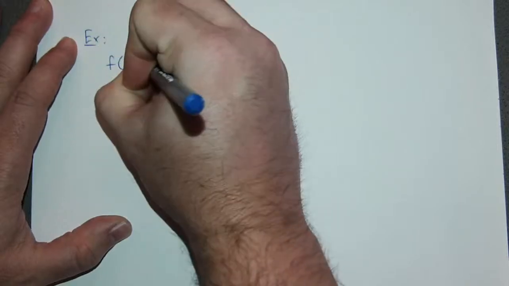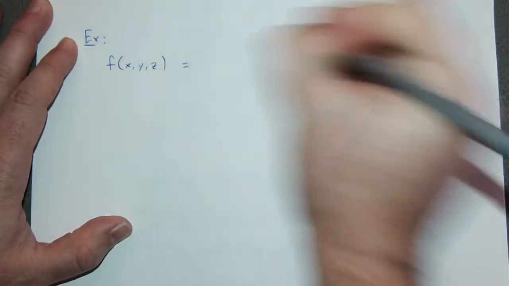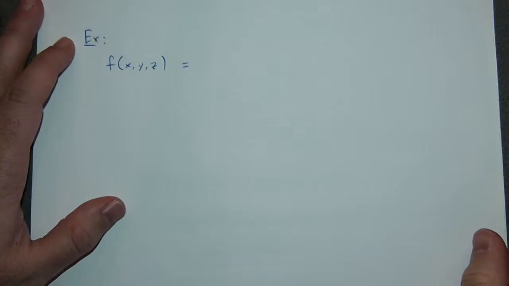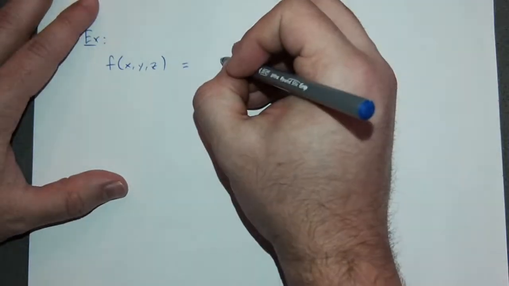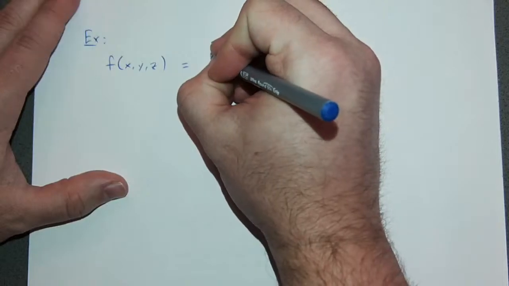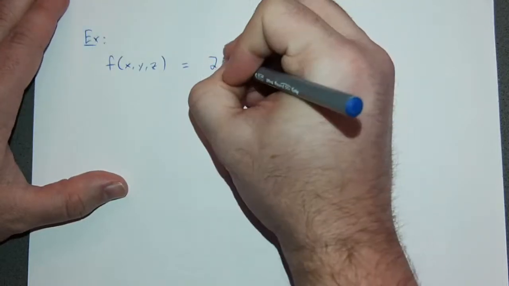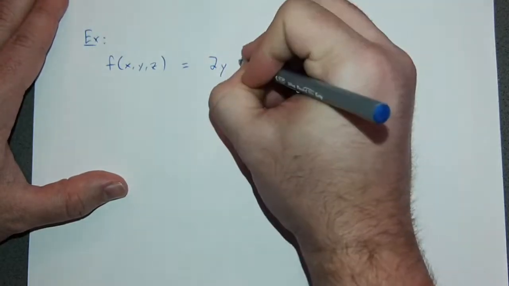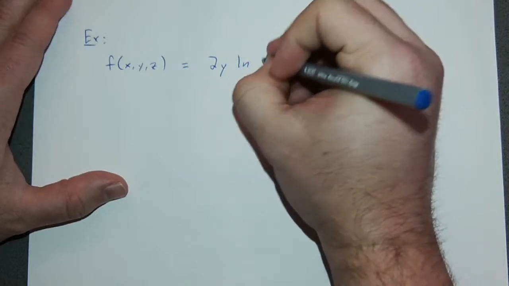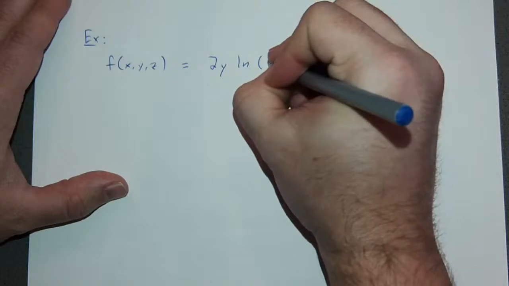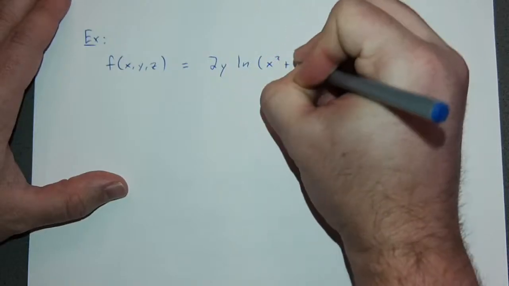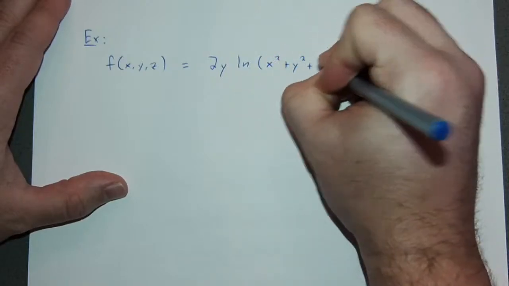So let's do an example of a function of 3 variables. Let's do 2y times the natural log of, say, x squared plus y squared plus z squared.